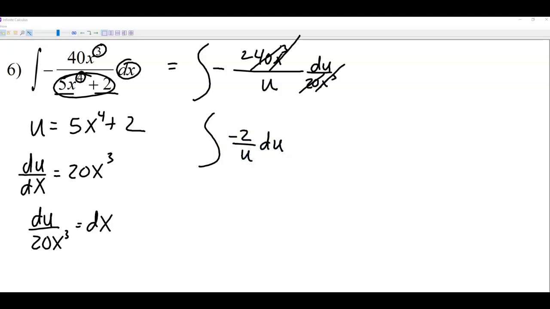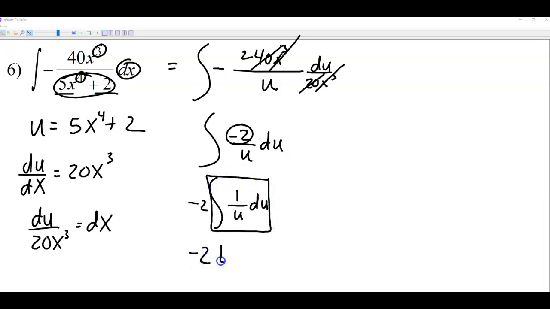Right? Now if I just take this negative 2 and pull it out of the integral, you guys can maybe see a little bit more clearly that what we're dealing with here is an ln integral. So when I integrate this, I get ln of the absolute value of u. So that's how you integrate that one. We get negative 2 ln, and we'll put the stuff back in there. We have 5x to the 4th plus 2 plus c.